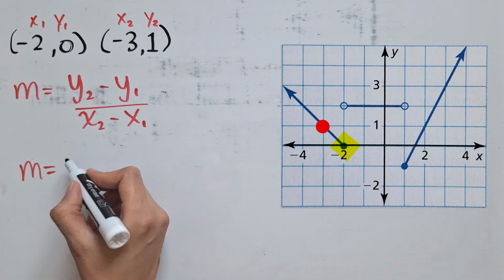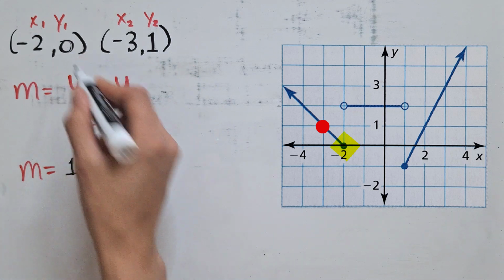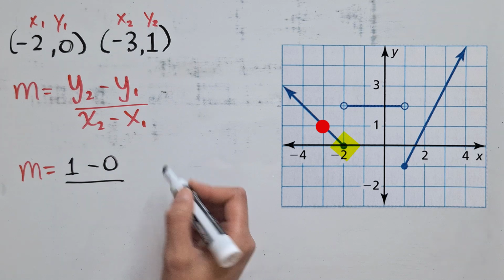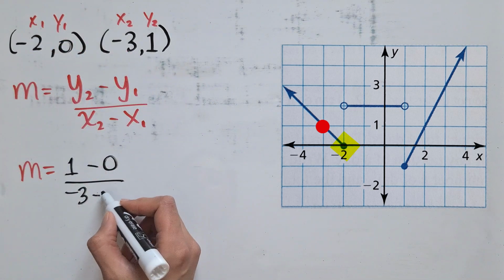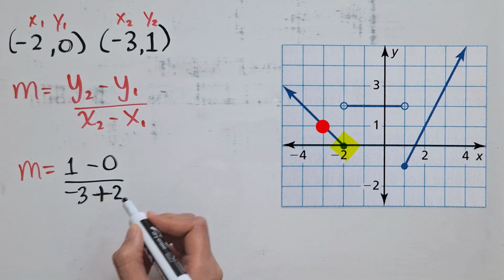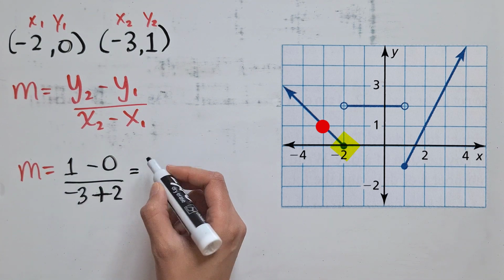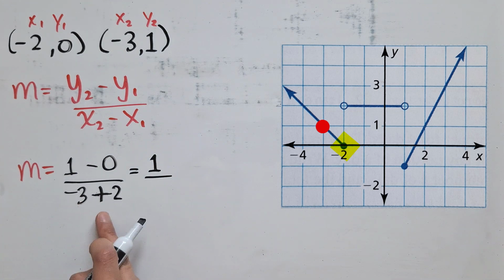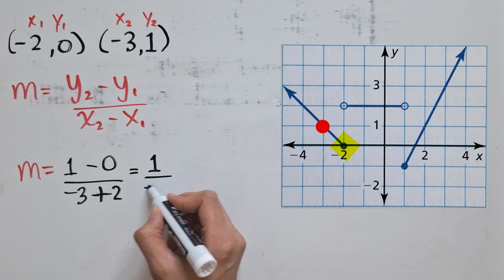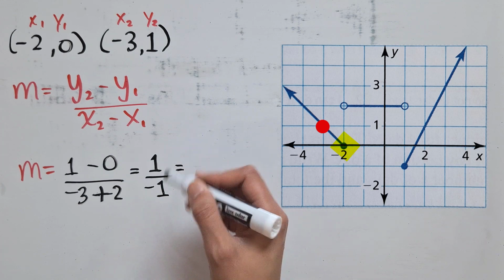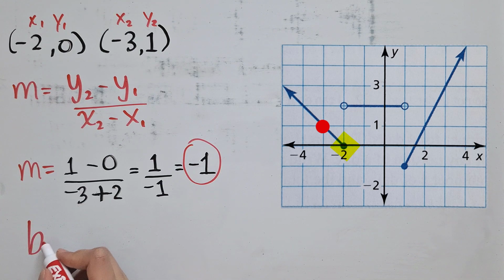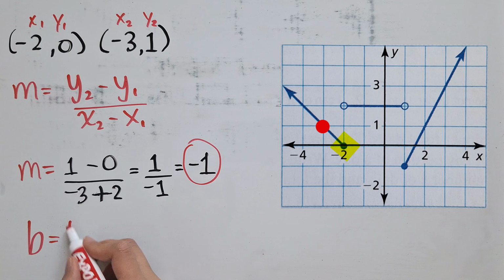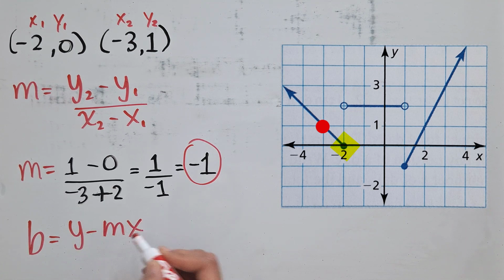The y2 will be 1 minus, following the formula, 0, and then we go with the x, which would be -3 minus, following the formula, -2. This becomes a plus. So 1 minus 0 will be 1, and -3 plus 2 will be -1. If we divide, this will be -1, and this will be the slope. Now, to find b, let's remember that we have a formula for b, which is y minus mx.